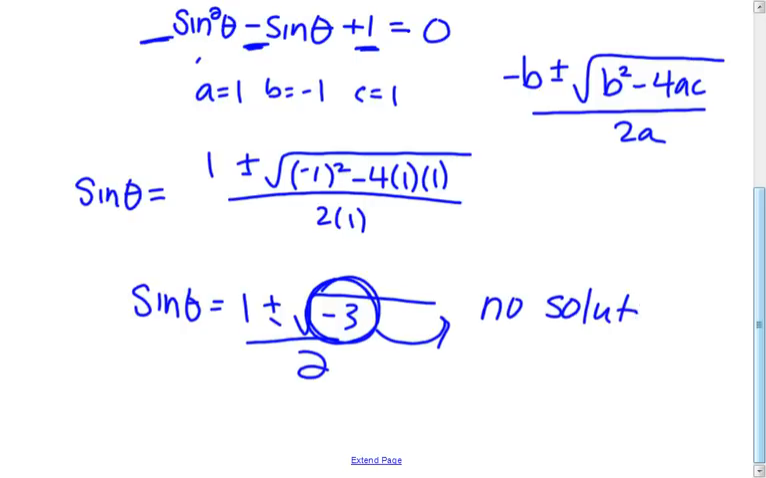I don't want you to think, though, that just because something doesn't factor and you have to go to the quadratic formula, that it's automatically no solution. We're going to see in future days that there are other things you can do and there will be solutions. In this case, because I got a negative underneath the radical, there is no solution. Okay, now we're done.